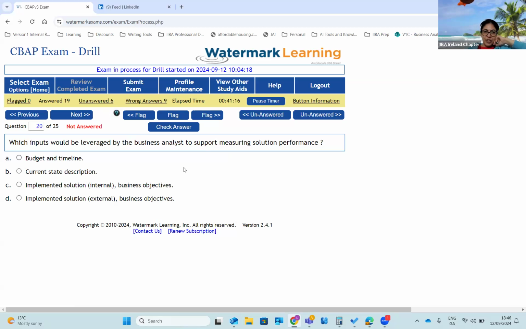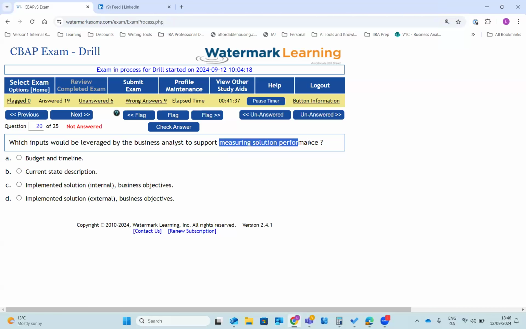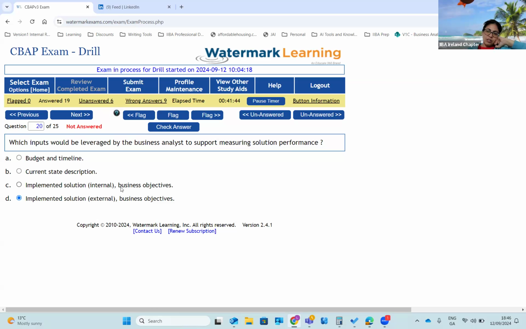Let's move forward. Which inputs would be leveraged by the business analyst to support measuring solution performance? A. Budget and timeline. B. Current state description, implemented solution internal and business objectives. C. Implemented solution external and business objectives. D. Solution internal and business objectives. C, D. I think in here, D is external. I have a D in the chat also.